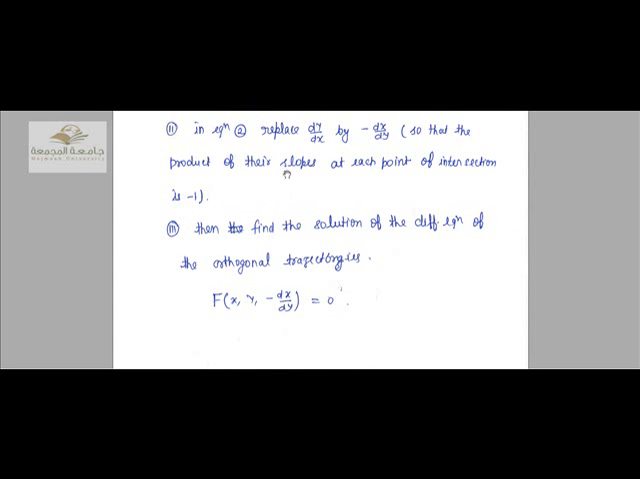so that the product of their slopes at each point of intersection is -1. And then find the solution of the differential equation of the orthogonal trajectories, f(x, y, -dx/dy) = 0.